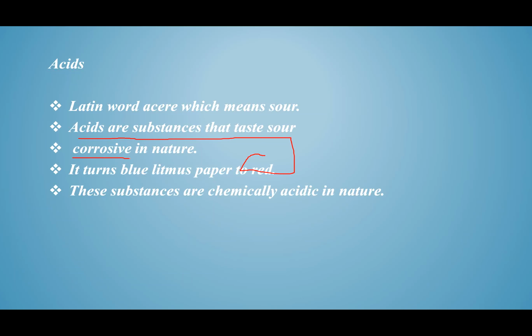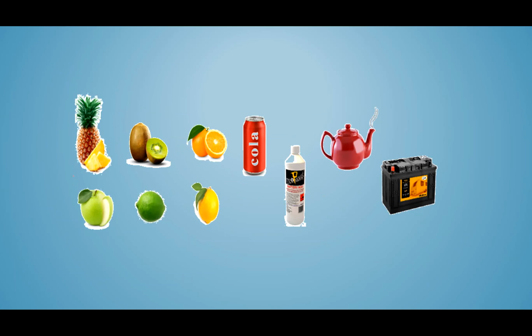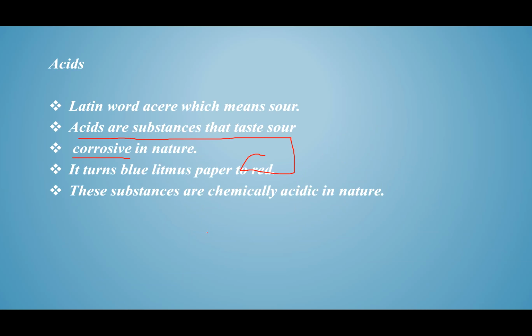Corrosive in nature is a special property. Corrosion, or you must have heard of iron rusting, that is also a type of corrosion, which means if the substance comes in contact with any surface, it eats that surface. The surfaces start deteriorating. When it comes to the food which we eat, the citrus fruits and others which contain acids, they produce a burning sensation in our body. So these are the two characteristics: they taste sour and they are corrosive in nature.